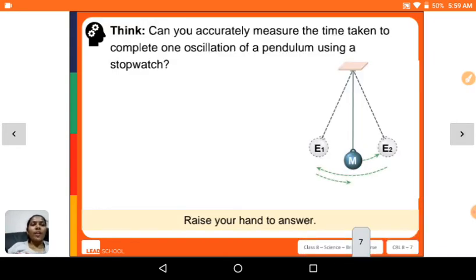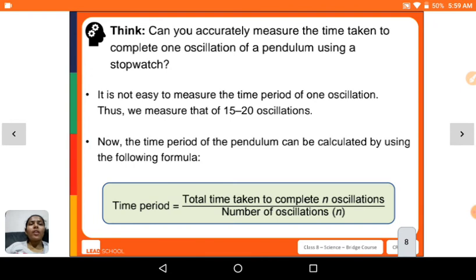Can you accurately measure the time taken to complete one oscillation of a pendulum using a stopwatch? It is not easy to measure the time period of one oscillation. Thus, we measure that of 15 to 20 oscillations. Now, the time period of the pendulum can be calculated by using the following formula. So first the question is, the time taken to complete one oscillation. You can easily do it with the stopwatch.